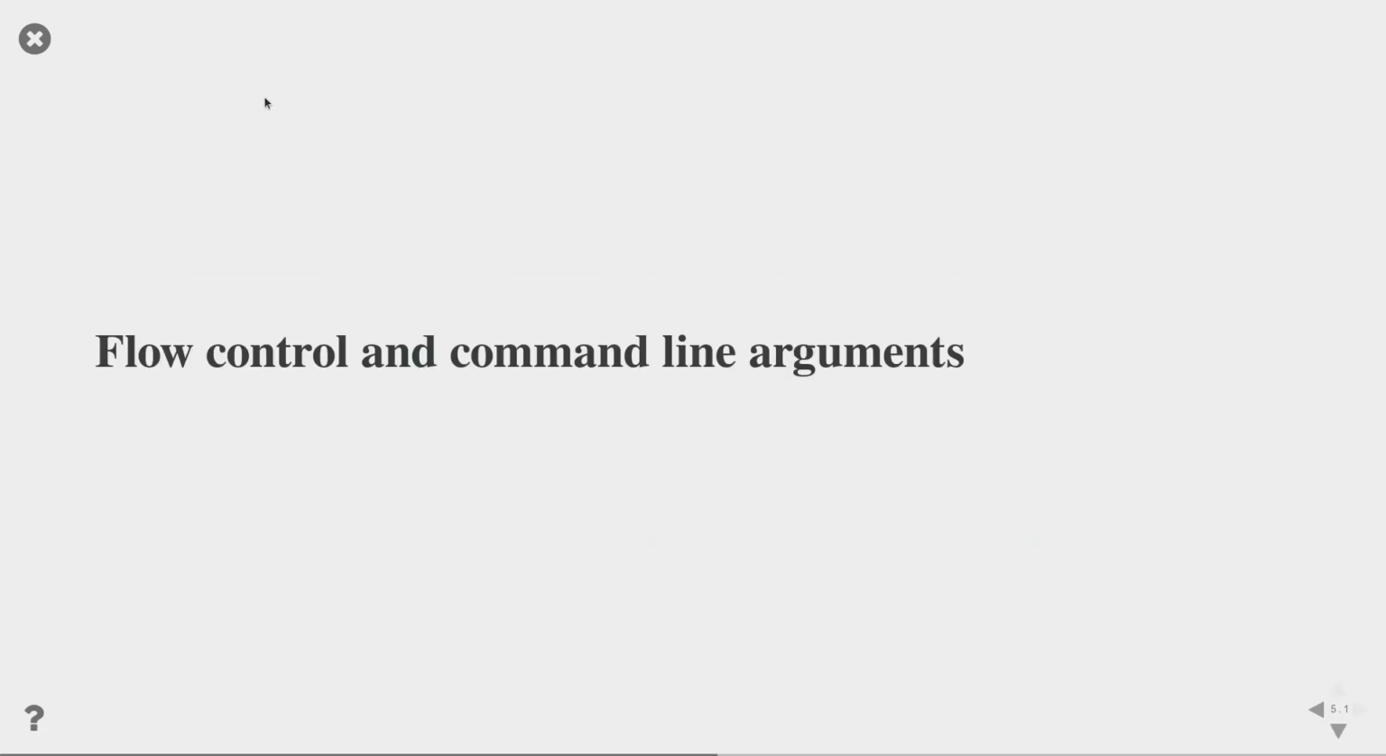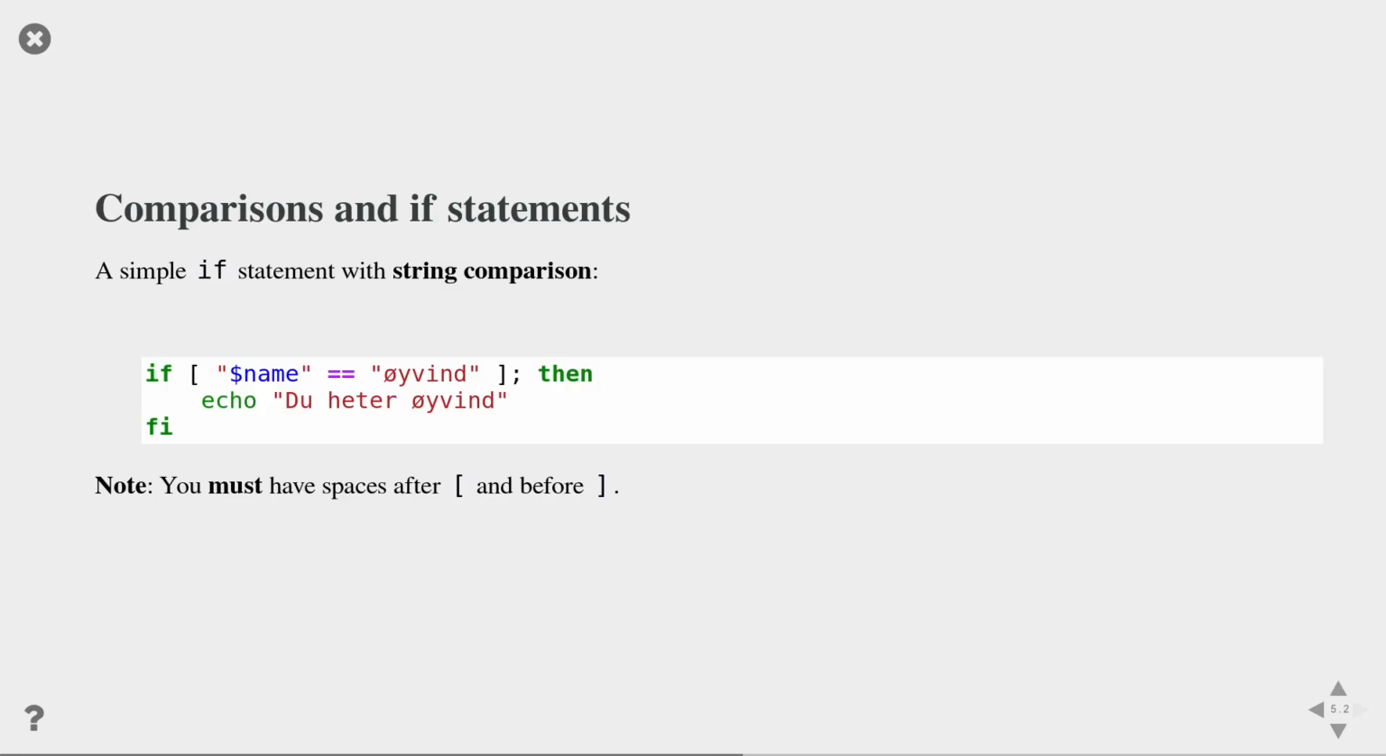Next, let us explore the flow control and command line arguments in Bash. The simplest flow control that we have in Bash are string comparisons and if statements. A simple example is shown below. A string comparison is done with a double equal sign. On the left and right you have the two strings that you want to compare.